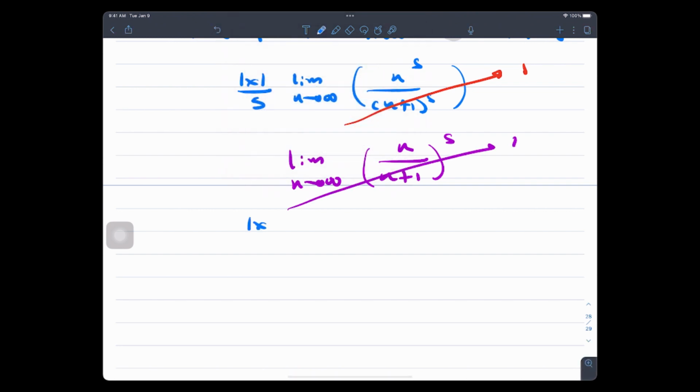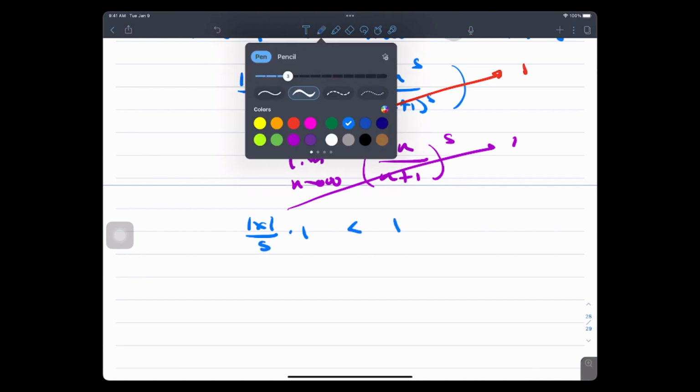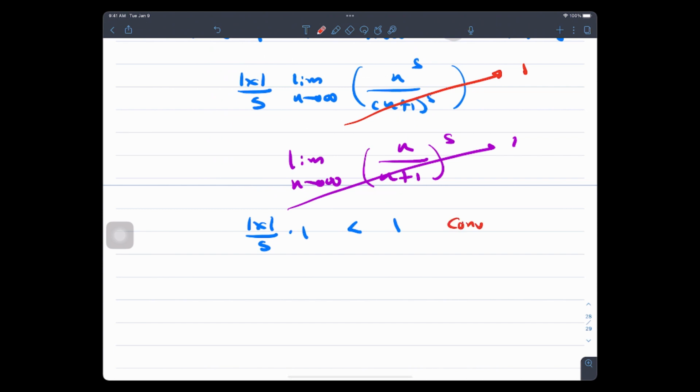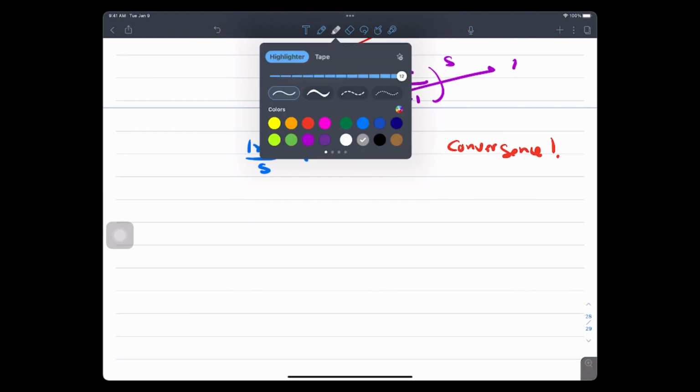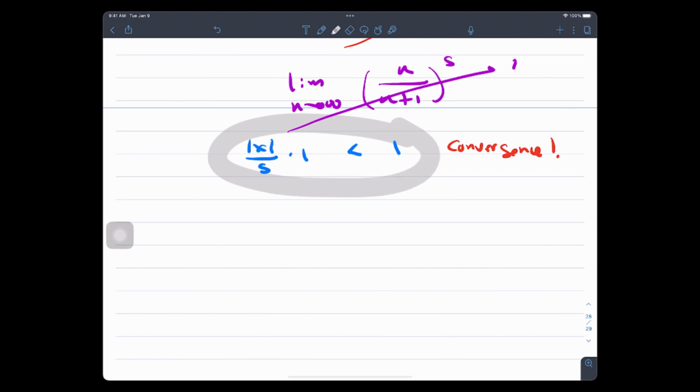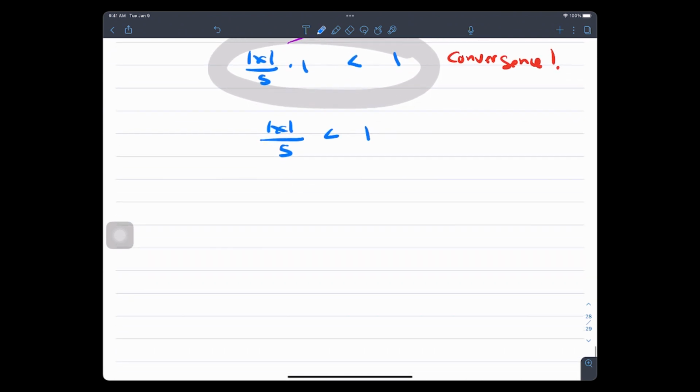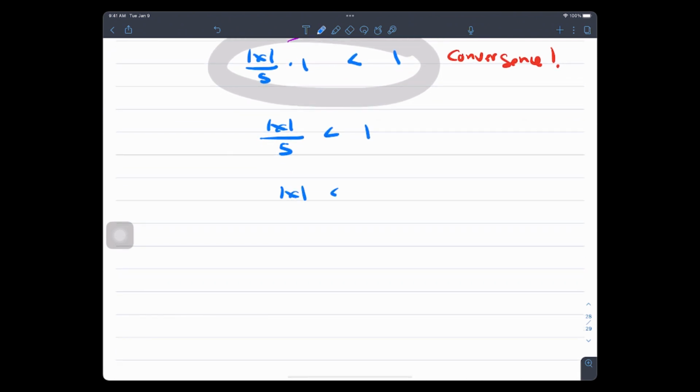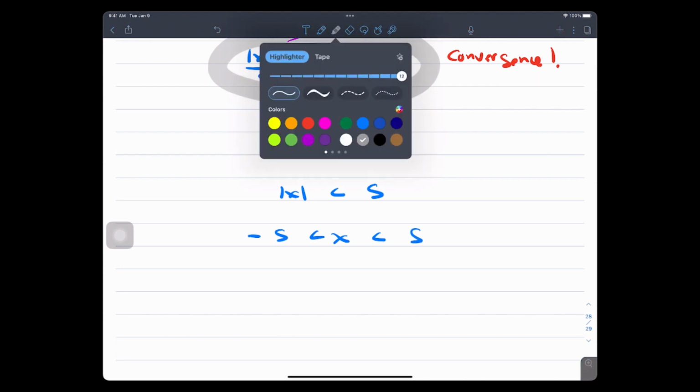Okay, so that means we have the absolute value of x over 5 times 1. This needs to be smaller than 1 in order to have our what? Convergence. Is that right? So what that means is you have this equation, or sorry, inequality. It's an absolute value inequality. Multiply both sides by 5. And then what's this the definition of? Isn't that the definition of x being between negative 5 and positive 5? Right?